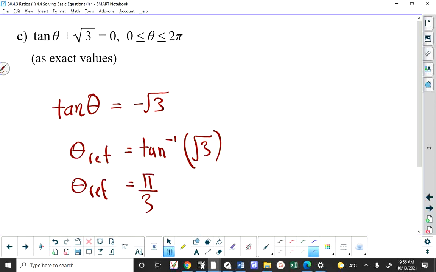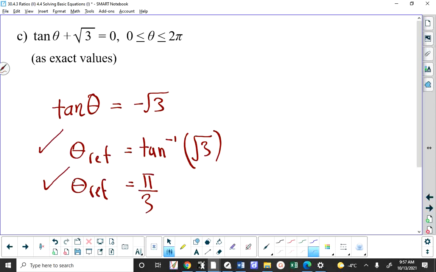So on a written response, you write this. You have to write this, and you have to write this. Nobody cares how you figure out what the inverse tan of root 3 is, so don't tell anybody. Okay, so it's pi over 3. Now, in which two quadrants should I draw this reference angle? Well, tangent's negative, so quadrant 2 and 4.